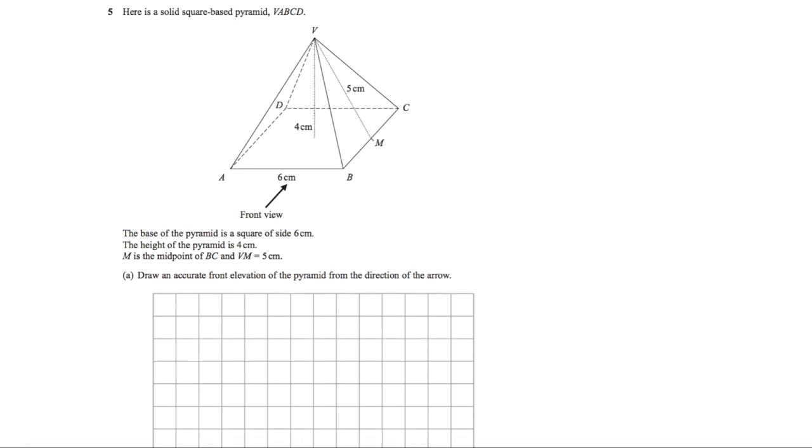So the first thing we notice about this pyramid is that the base length is 6 centimeters. So therefore, I'm going to draw 6 centimeters as my base. So each of these squares is 1 centimeter. So 1, 2, 3, 4, 5, and 6. Right. The height is 4 centimeters. So midpoint here, 1, 2, 3, 4. I'm just going to connect them together. And I'm just going to remove that line. So that is the front elevation of the pyramid.